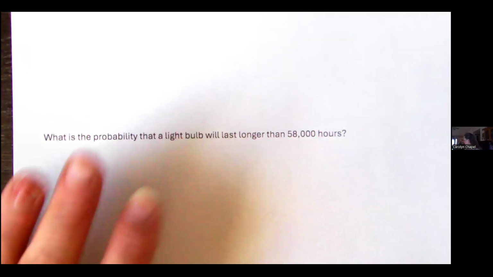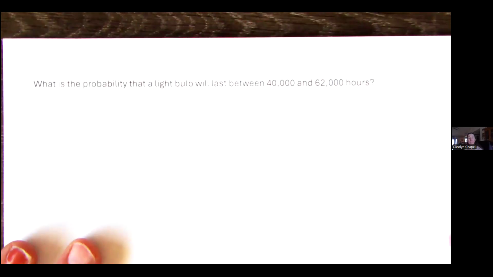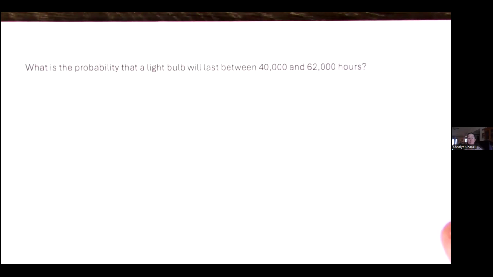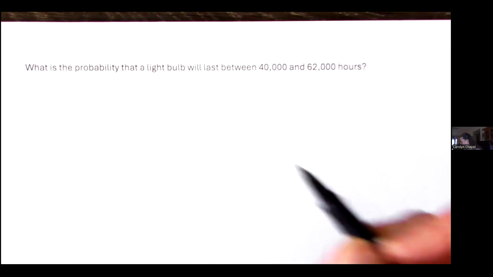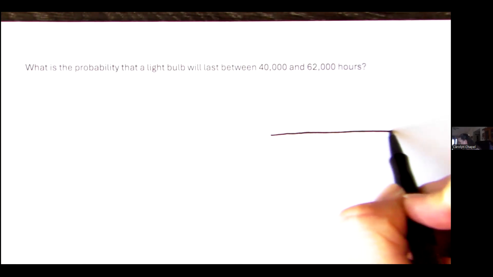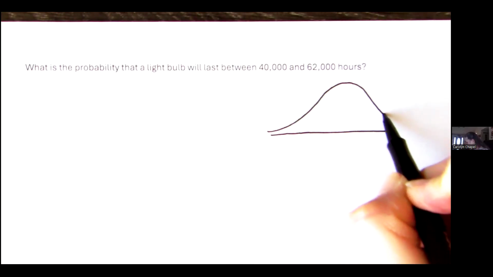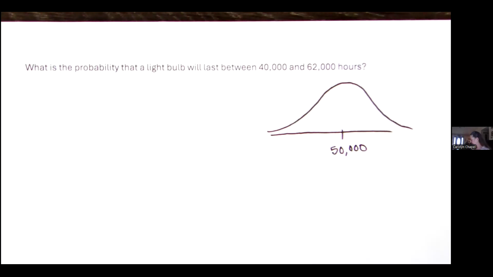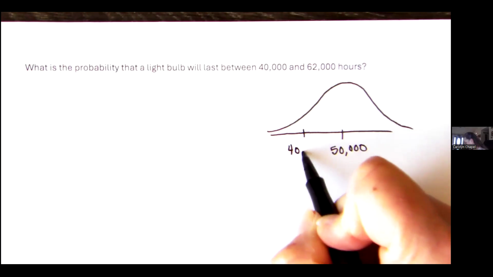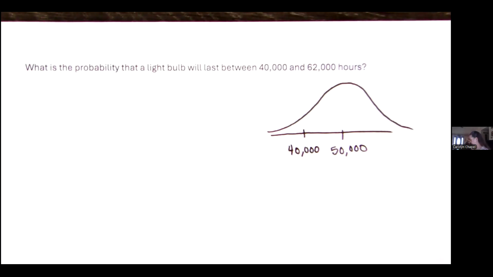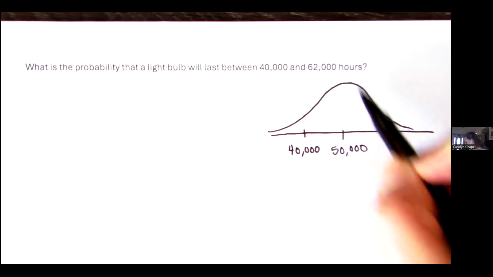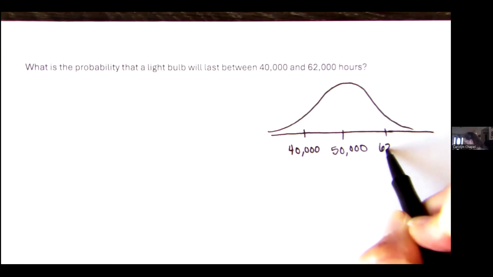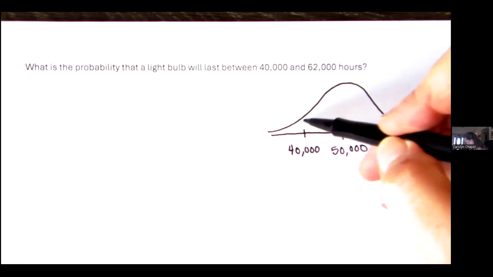Okay. Here's another question then. What is the probability that a light bulb will last between 40,000 and 62,000? So again, I draw a picture. I left a lot of space on my notes to draw my picture. So again, the mean is in the middle, so my 50,000 is in the middle. 40,000 is on this side somewhere. It might be further away as opposed to where my curve is. That's okay, we use it just for reference. 62 is on this side, and we're going between those two.